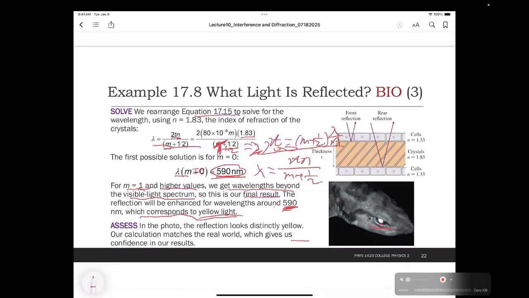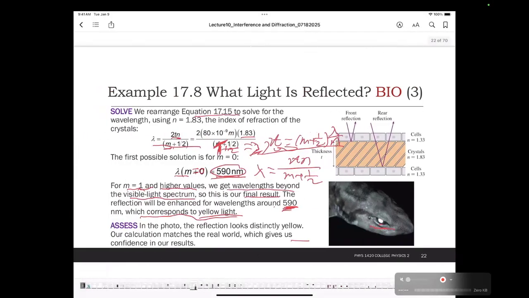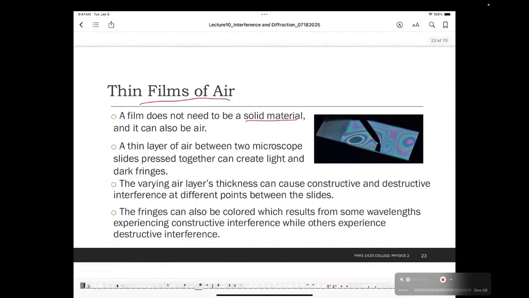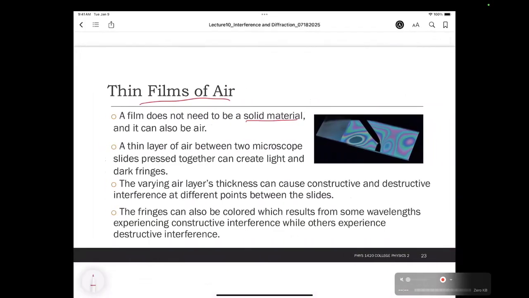Okay, this is a biology example. Let's continue. Let's talk about thin films of air. A film does not need to be a solid material. Like you can see here, this is a crystal cell, which is some material. But a film does not need to be a solid material. It can also be air.